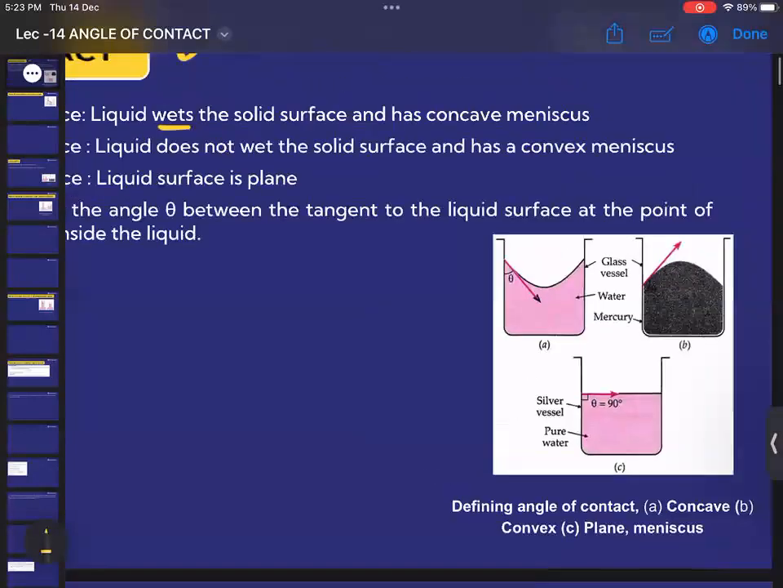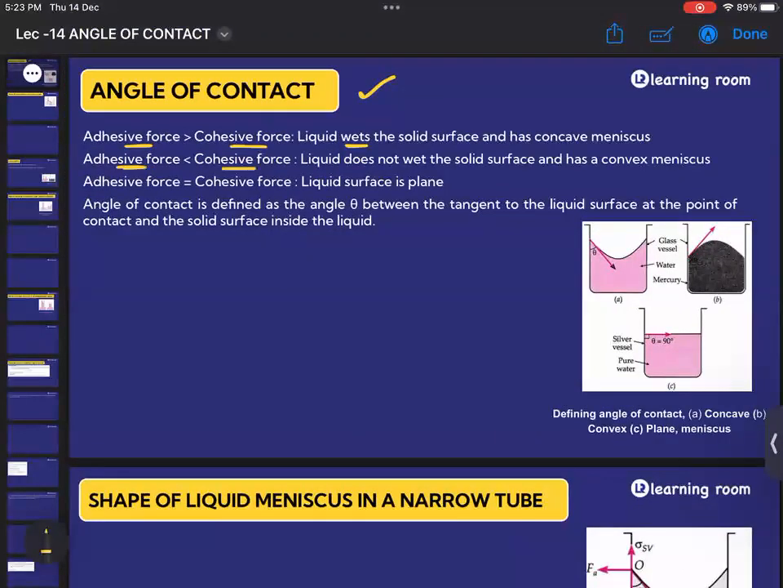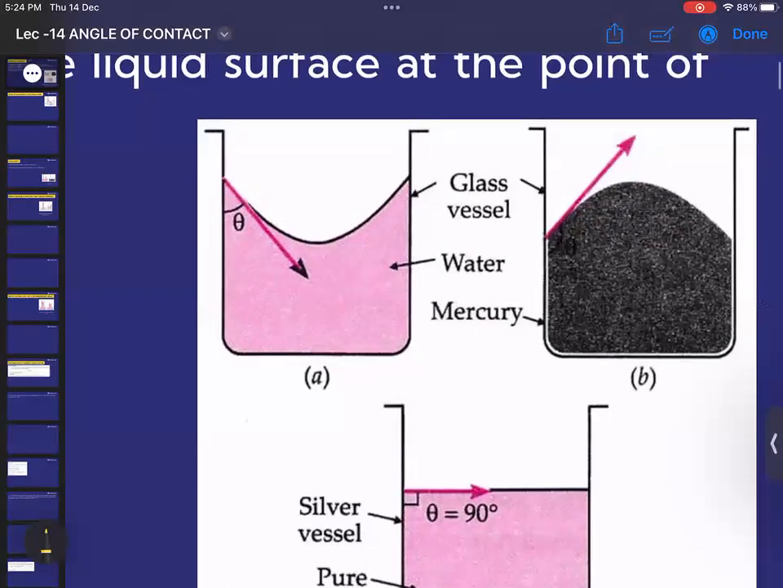Okay. Next, if the adhesive force is less than the cohesive force, then the liquid does not wet the solid. For example, you take mercury and pour it into a glass vessel, then take out the mercury from inside. The glass will not have any particles of mercury stuck to it, meaning the mercury does not wet the solid, and that kind of liquid will form a meniscus called a convex meniscus. Make sense? So it will have a shape like this. The diagram is with option B.